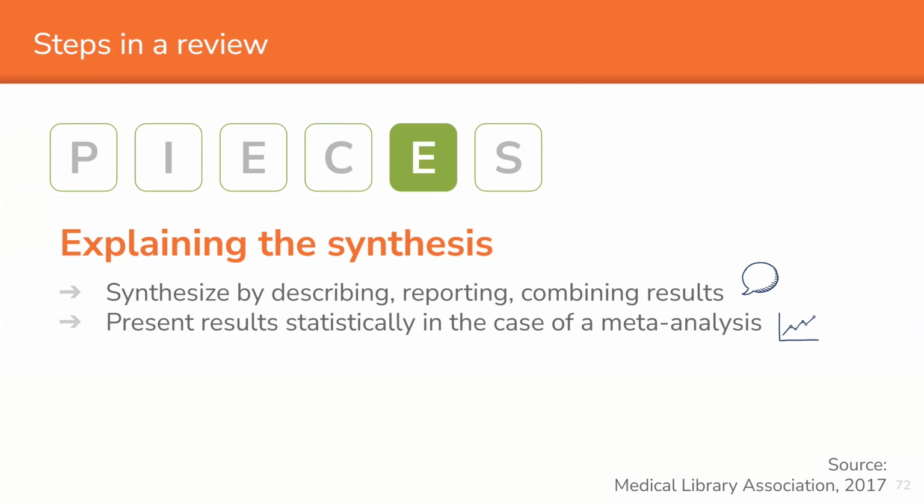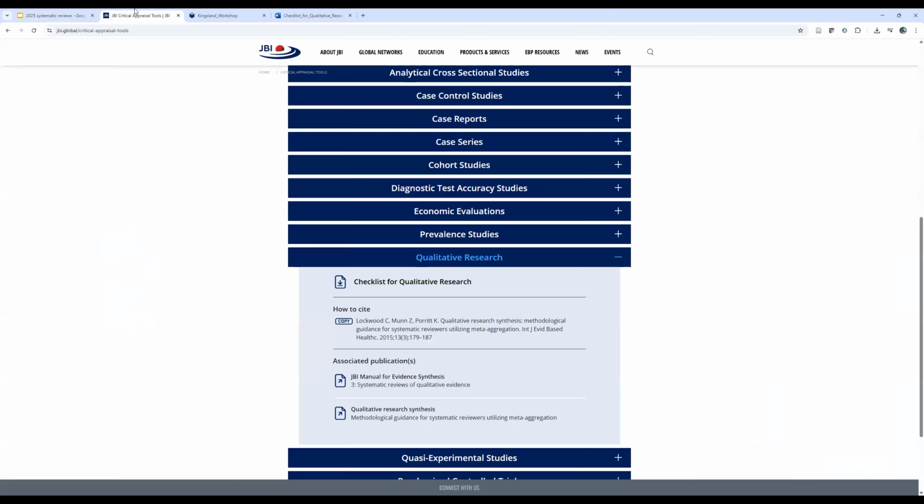Your best bet for finding the right critical appraisal tool is to visit the Joanna Briggs Institute Critical Appraisal Tools. The link is in this video description below. The Joanna Briggs Institute, or JBI for short, is a global organization promoting and supporting evidence-based decisions that improve health and health service delivery. So let's quickly look at their website.